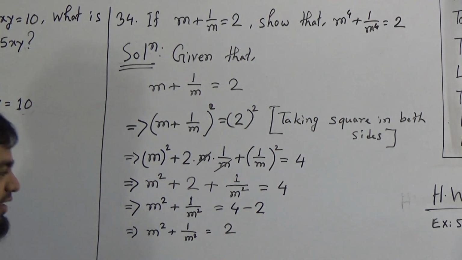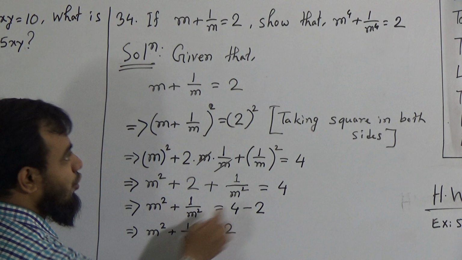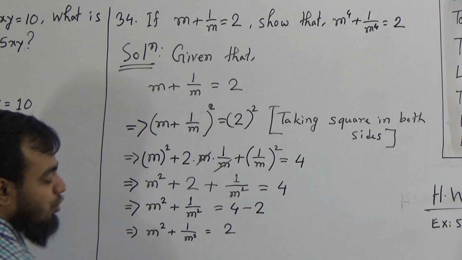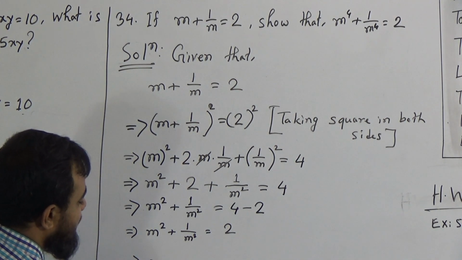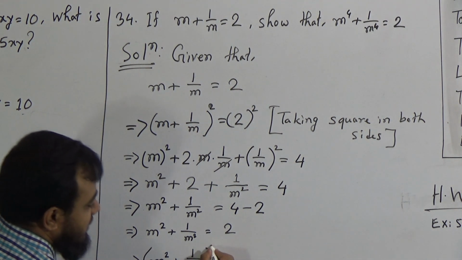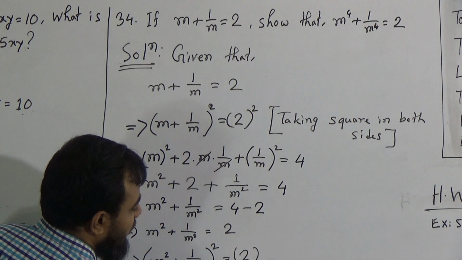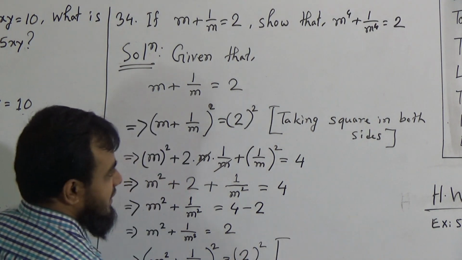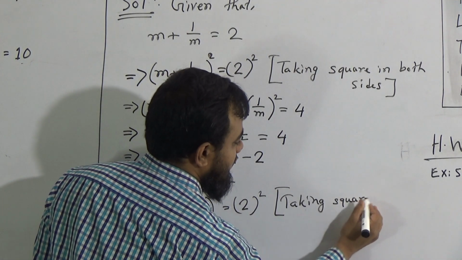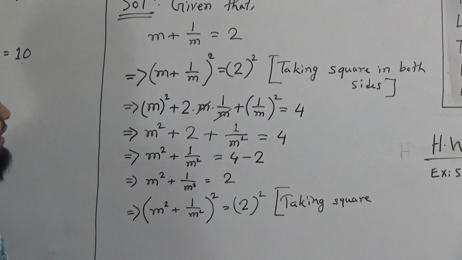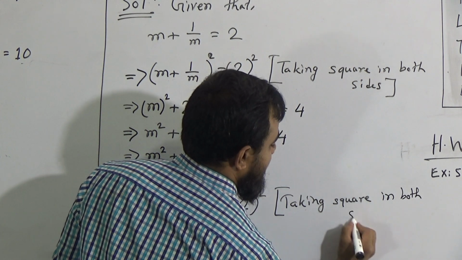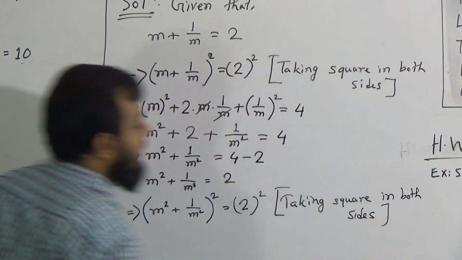We will take another square to make m to the power 4. We need to make m to the power 4, that is why we will take another square on both sides of this equation. Take square now: m square plus 1 by m square, whole square, equals 2 square. Write down the note: taking square in both sides.